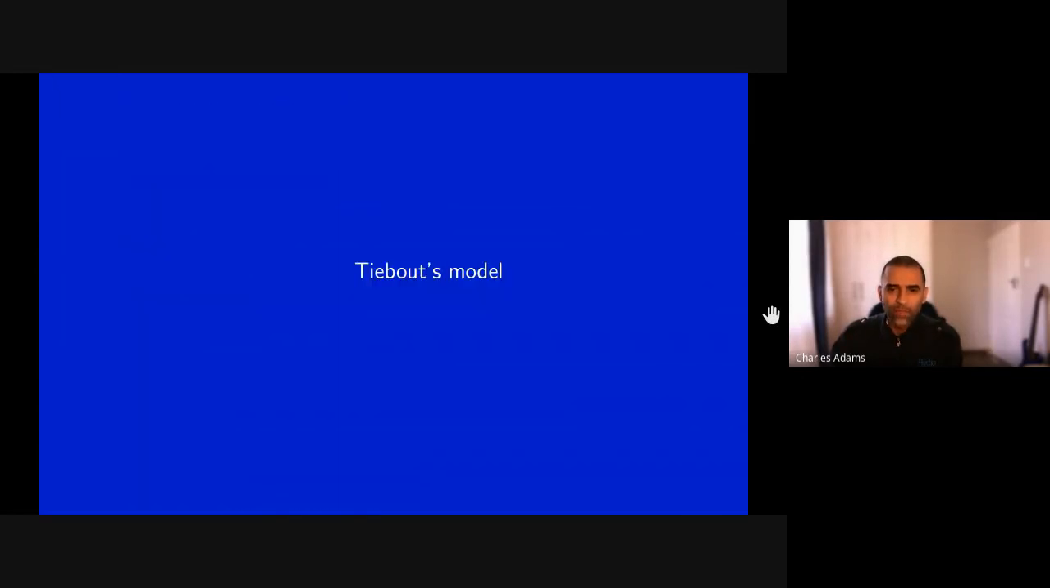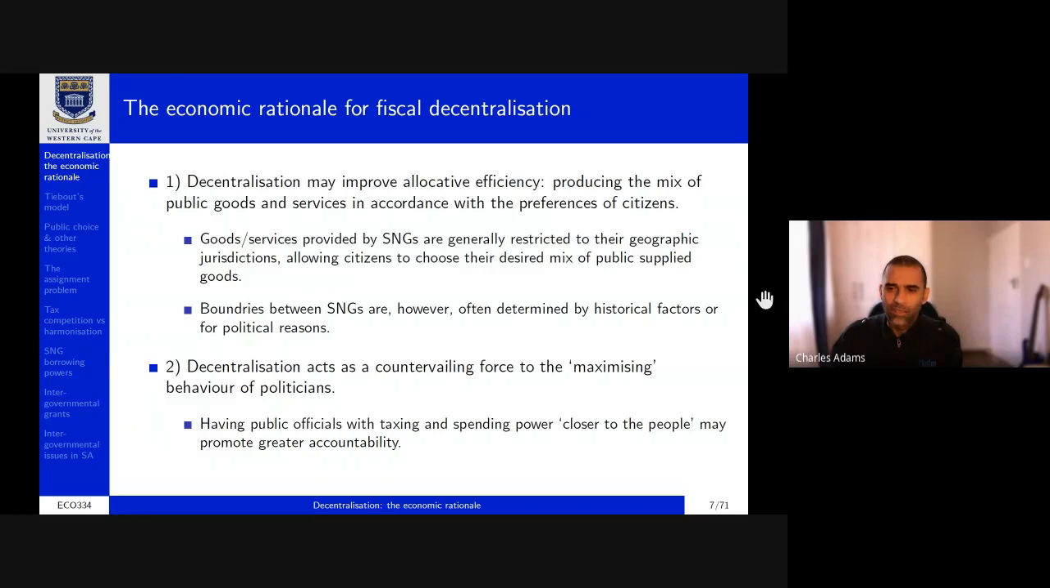Okay. So in this way, you can mitigate some of the so-called maximizing behavior of politicians. And in the previous session, we talked about how economists think about political decision-making, that being that public officials, much like individuals, are trying to maximize their utility, and firms are trying to maximize profits.